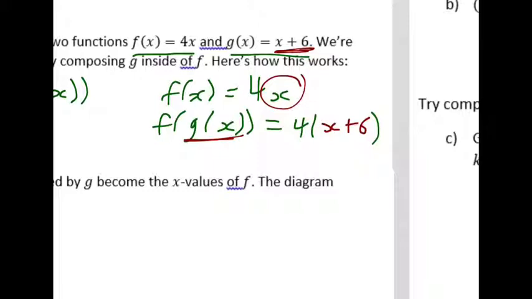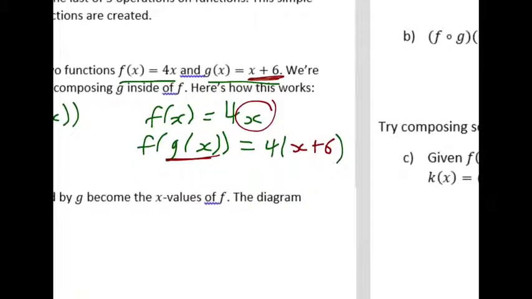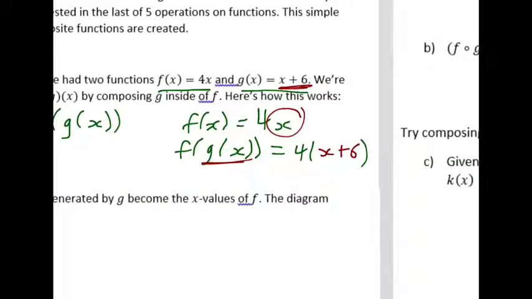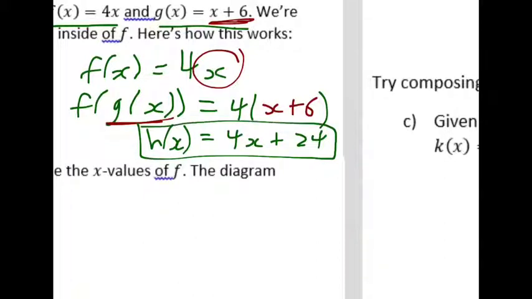Alright, so once again, this open dot means f of g of x, or g is being inserted inside of f. And to write the equation for that, wherever you see x in the outside function here, you replace it with g of x. Follow? Okay, and then you simplify. So this would be just 4x plus 24. So that's h of x. Okay, so there's our composition function.